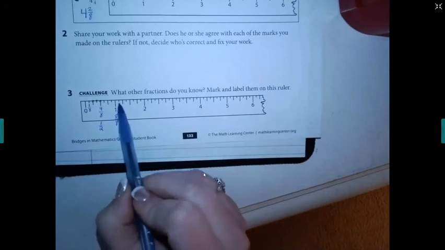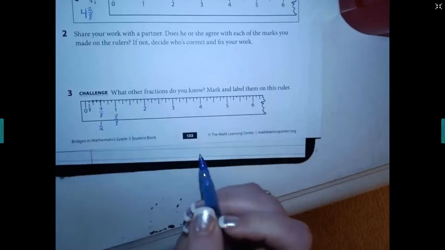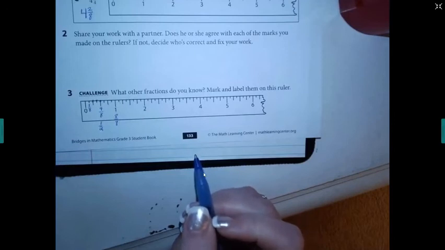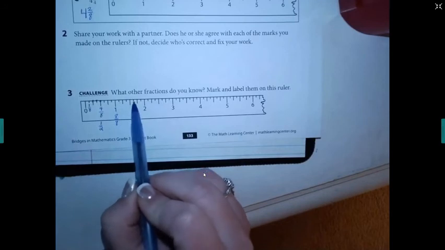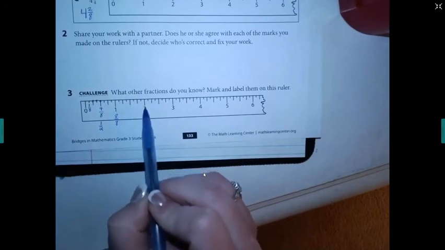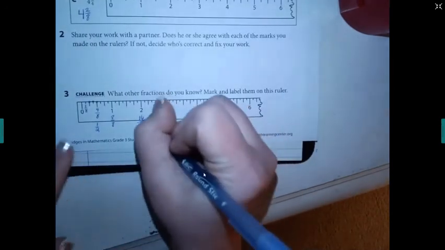1 1/8, or you could say 9/8. So if you want to make an improper fraction where the numerator is bigger than the denominator, you can just say 9/8, 10/8, 11/8, 12/8, 13/8, 14/8, 15/8, 16/8. Let's write that down, 16/8. And we know that's 2 because fractions are dividing.